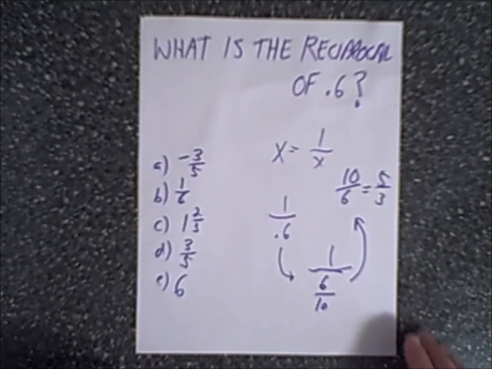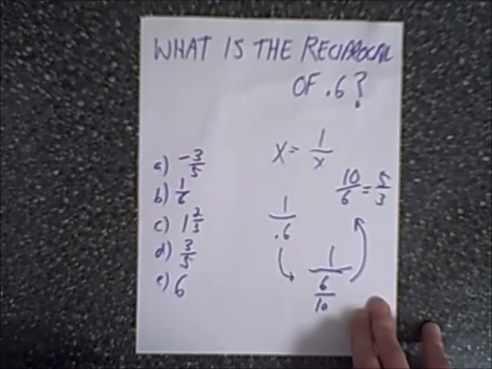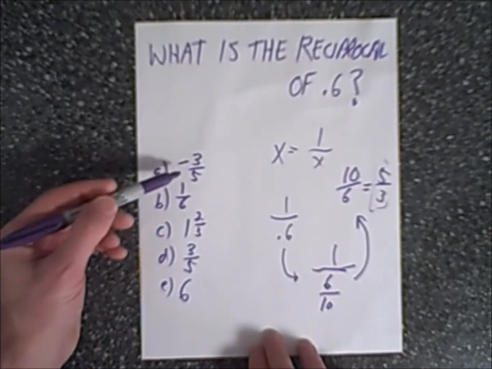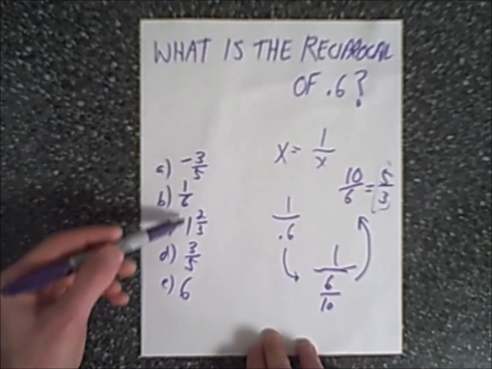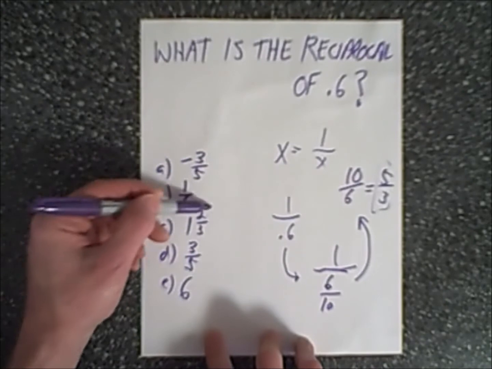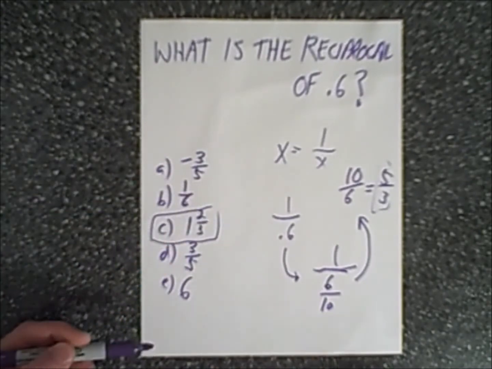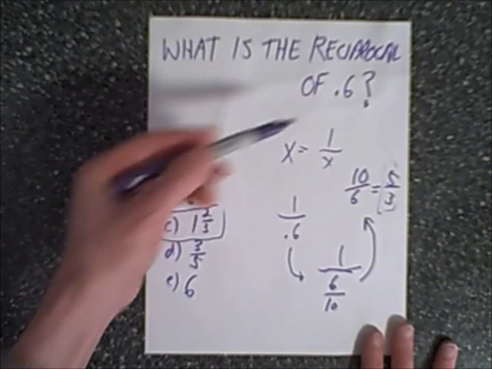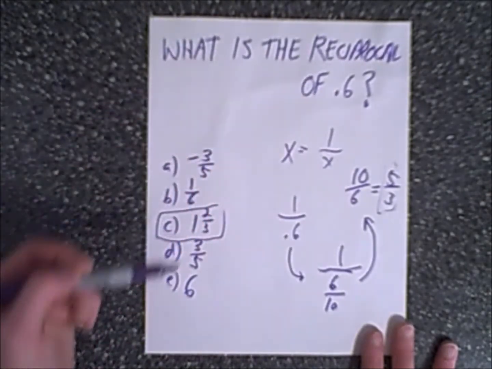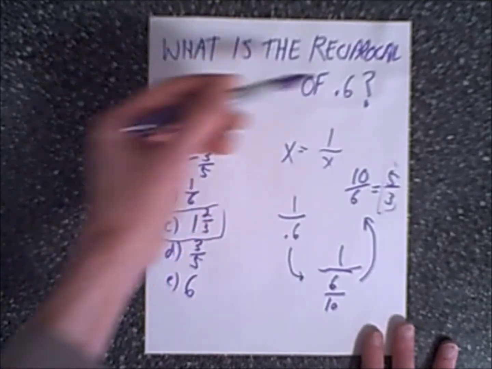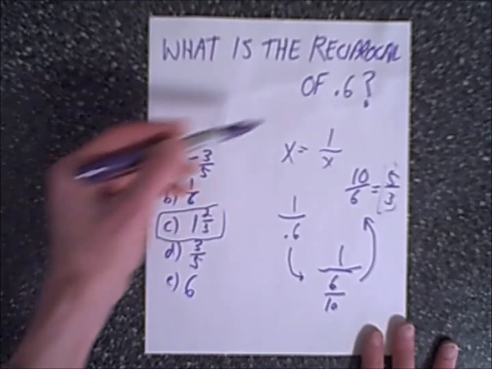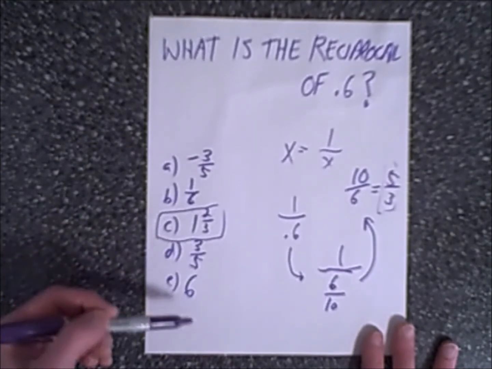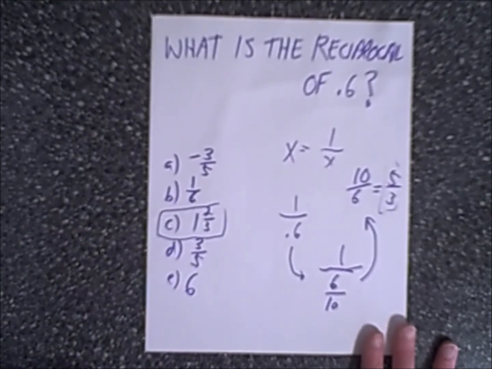So we now have 5 over 3 as our reciprocal, and we simply have to determine which one of these is 5 over 3, and of course it is not any of these, it is this one, 1 2/3. And hopefully, again, you recognize that we had to do a fraction. You don't just take the reciprocal of 0.6 and turn it into 6. It is not negative 3/2 because that, of course, would be the opposite. We're looking for the reciprocal. So ultimately, you would come out with C, 1 2/3.